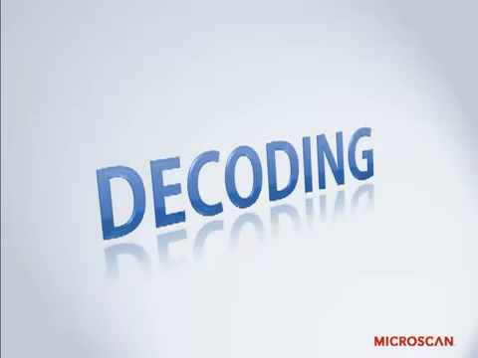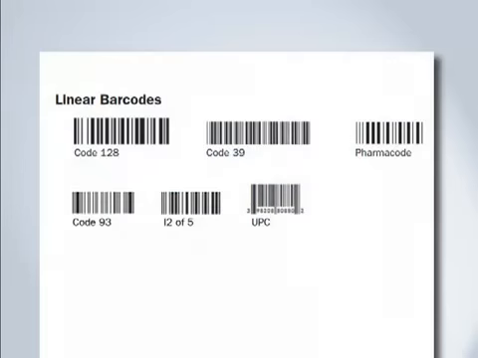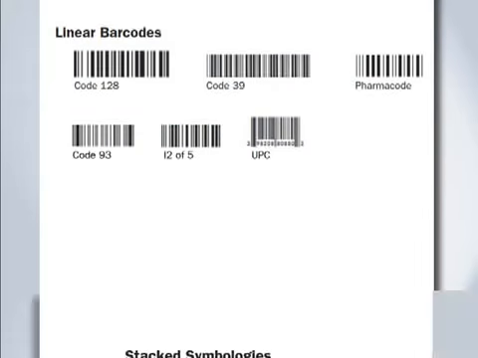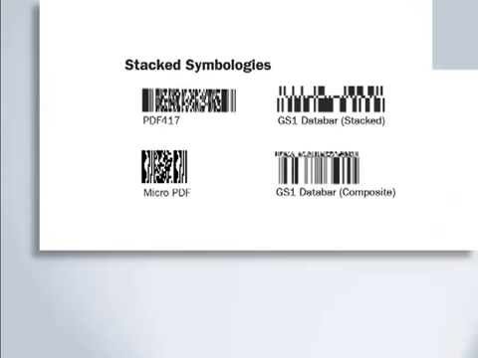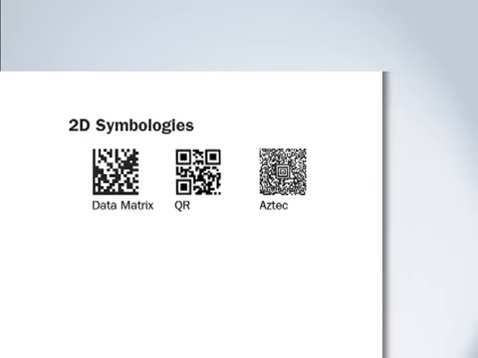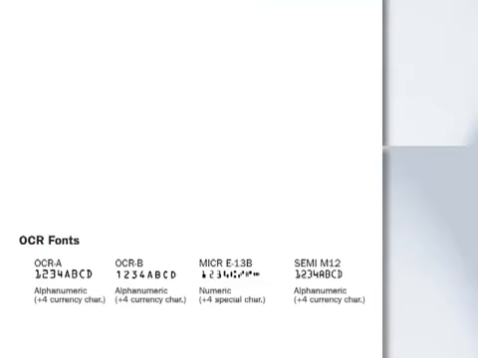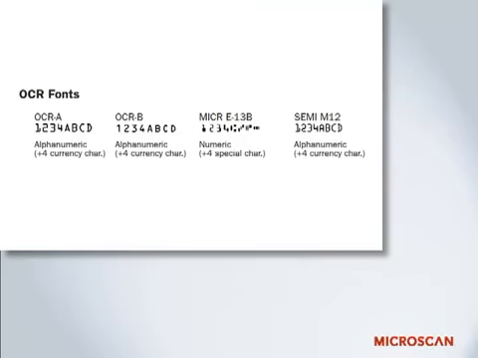Decoding refers to the decoding of 1D and 2D symbologies, such as linear barcodes, stacked symbologies as you see here, and 2D symbologies, such as data matrix codes. This also refers to OCR, or optical character recognition, which is text that is simultaneously human and machine readable.